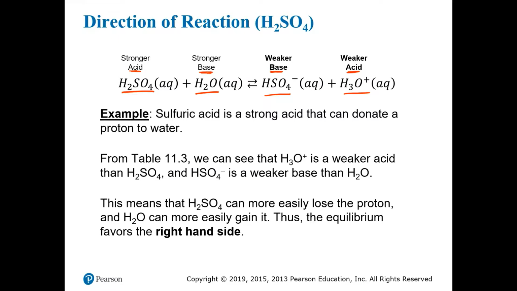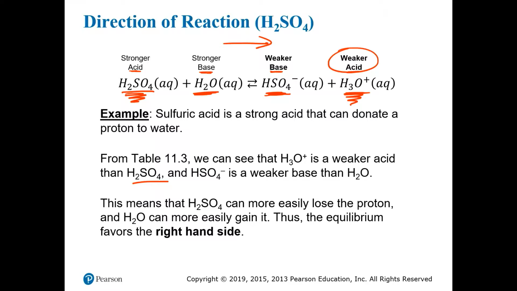So we have to look at the strengths of the sulfuric acid relative to the strength of the hydronium ion to see which direction this reaction will go. From table 11.3, we can see that H3O+ is a weaker acid than H2SO4. H2SO4 is higher up on the list of acids than H3O+. This means that the equilibrium is going to favor the weaker acid, H3O+, and is going to lie mainly to the right. You could also analyze this in terms of the strengths of the bases. If you look at the same table, 11.3, you'll see that H2O is a stronger base because it's lower down in the chart than HSO4-.